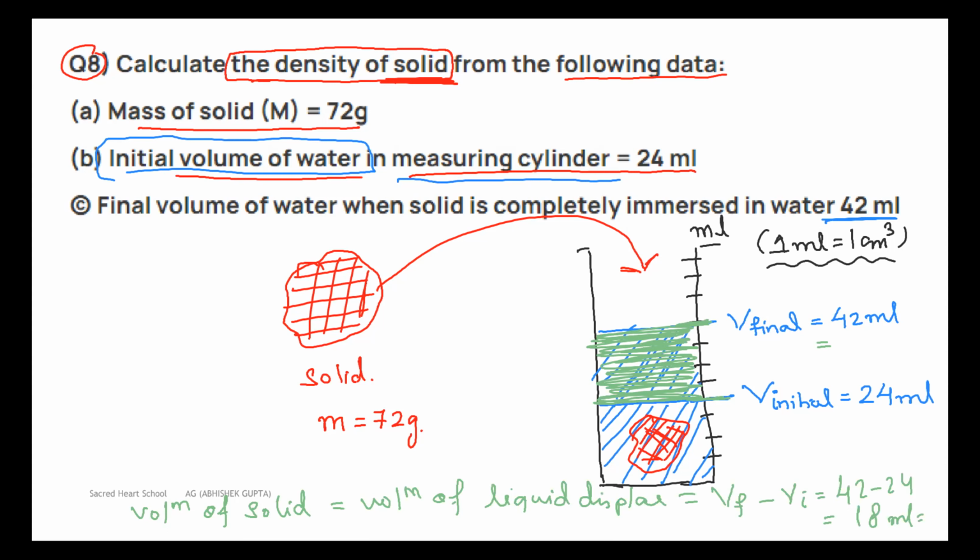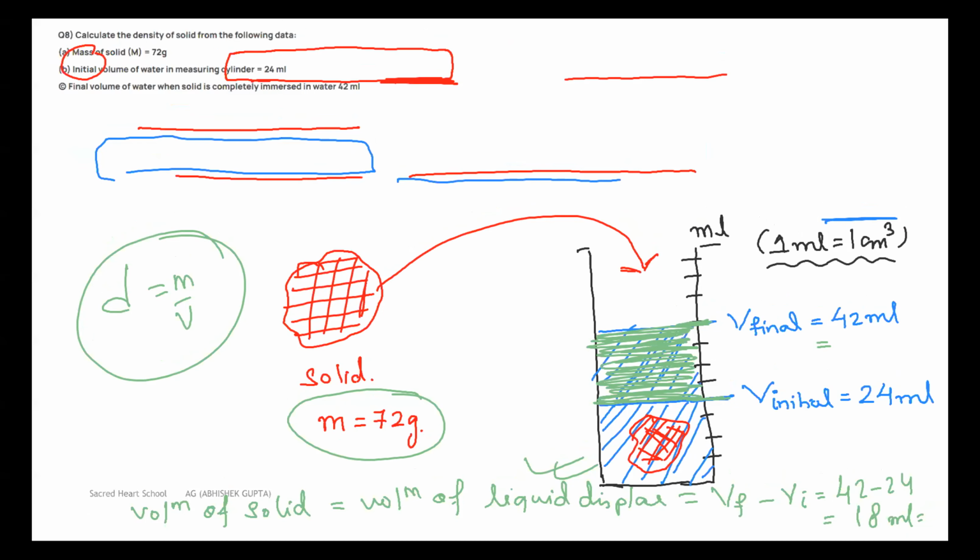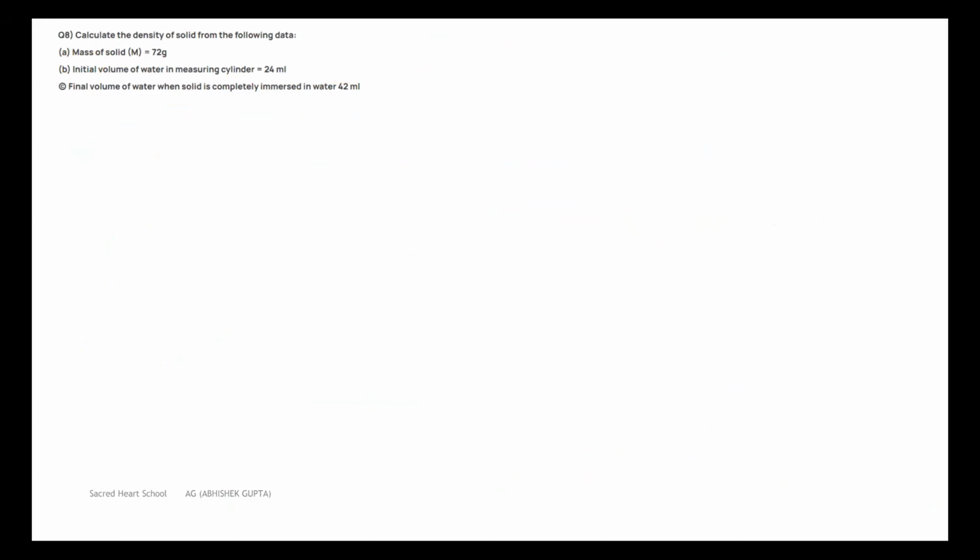So mass is known to us, volume is known to us, density we can easily calculate. Density is equal to mass by volume. Just put the values and calculate. Understood? So I'll do this in a proper manner. Same question. Solution. Given: mass of solid, M, is 72 grams.